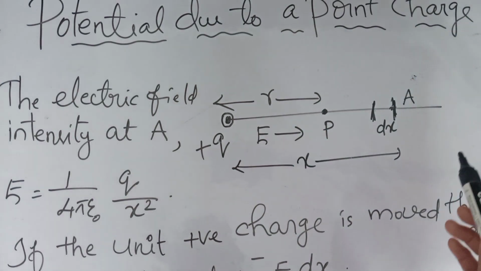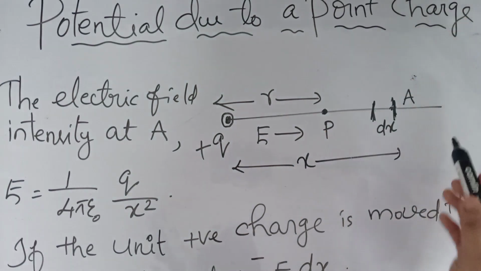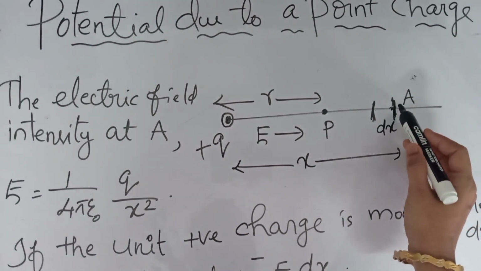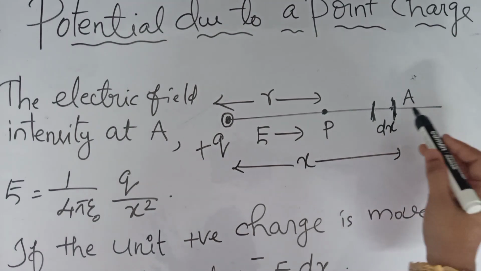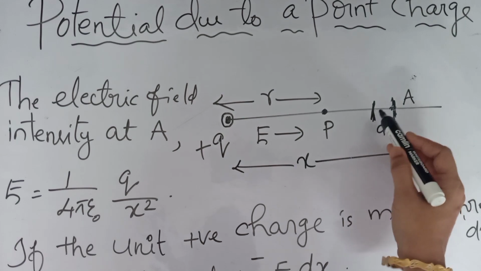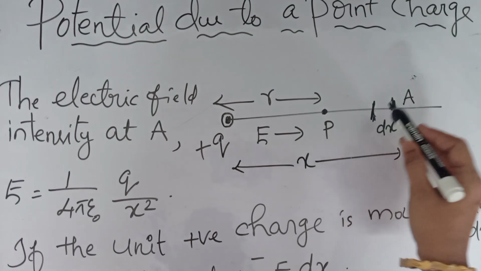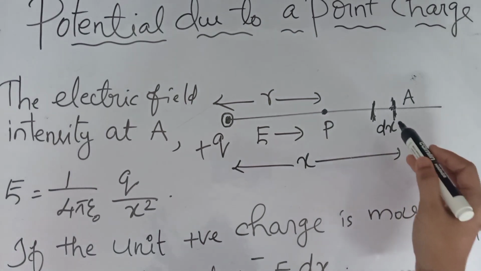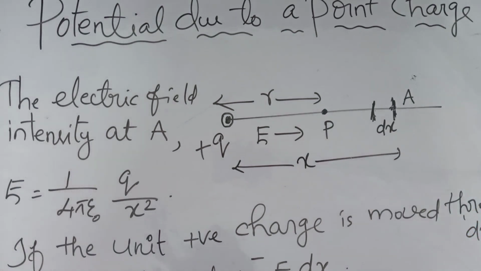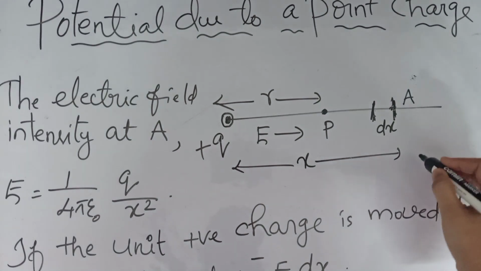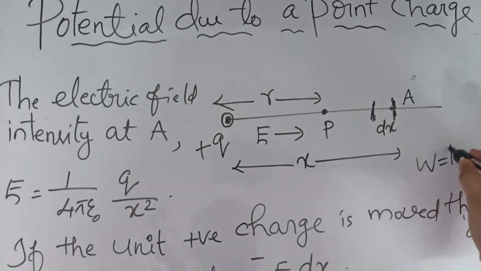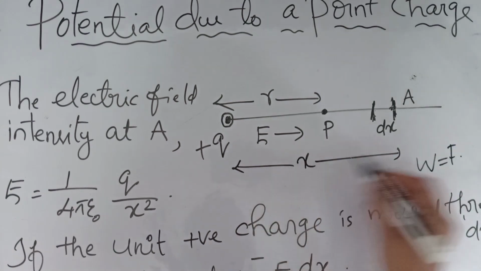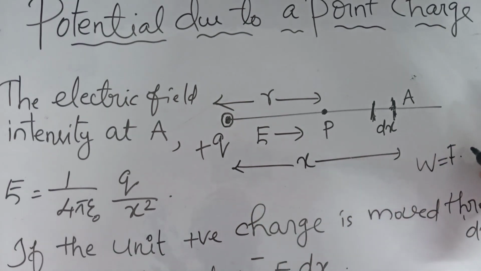So here we have to find the work done for moving a unit positive charge through a distance dx. So that small distance we will consider here as dx, and we are going to find the work done for bringing this unit positive charge. So how we can find the work done? We know that work done W is equal to force into displacement, right? F into ds we are finding here, the distance is x, so F into dx we can do.